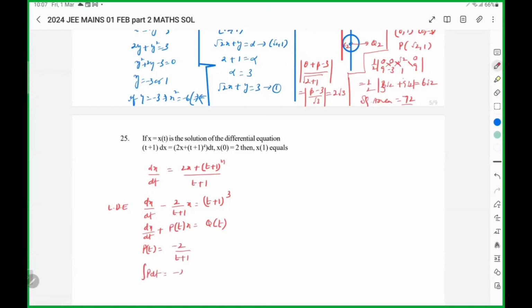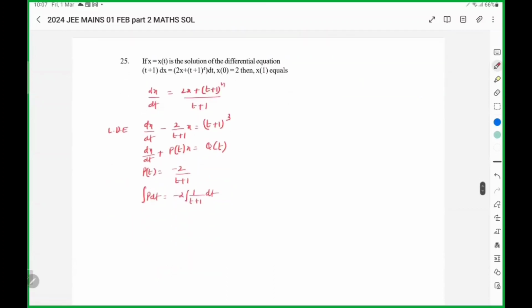Integral p dt is minus 2 log of t plus 1. The integrating factor, e to the power integral p dt, will be 1 by t plus 1 whole square.